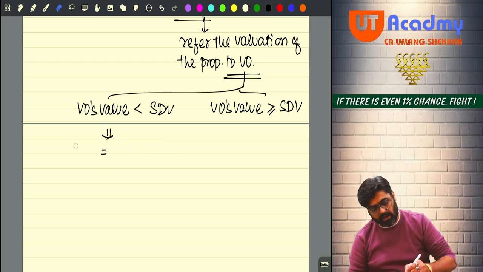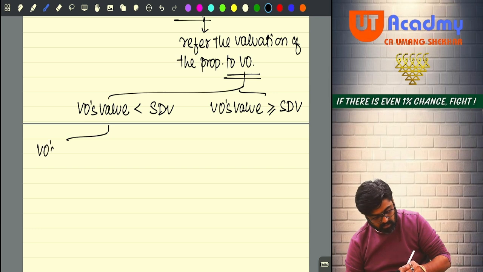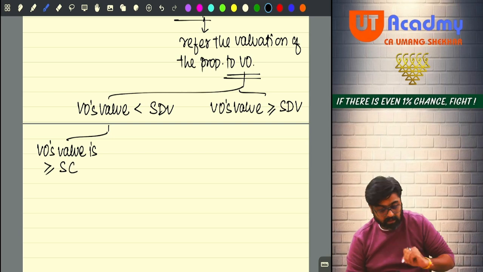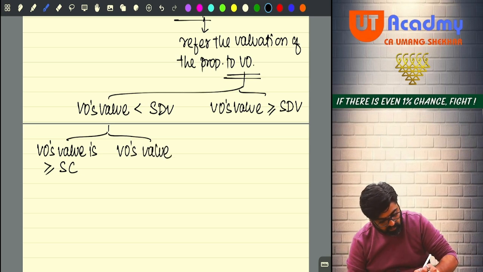If VO's value is less than stamp duty value, I will split that into two parts. VO's value is less than stamp duty value but greater than or equal to sale consideration, and VO's value is less than sale consideration.